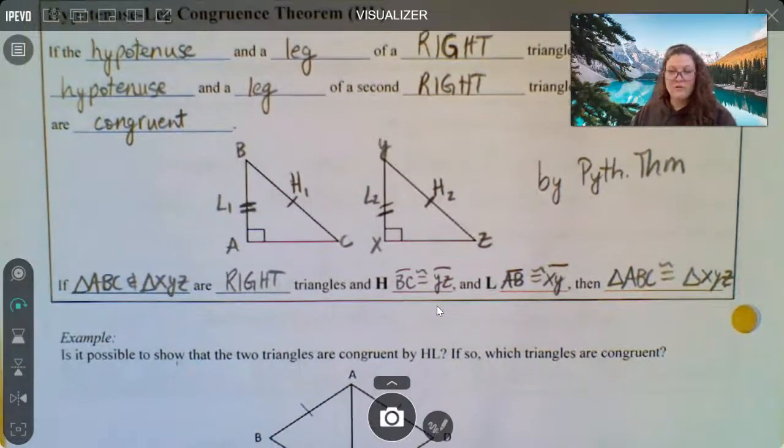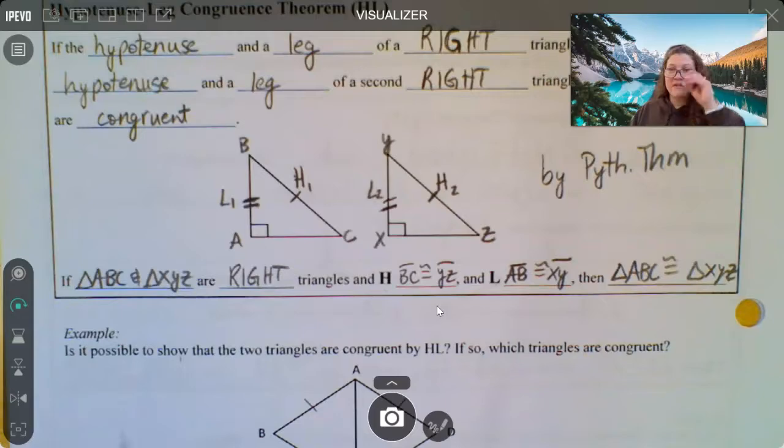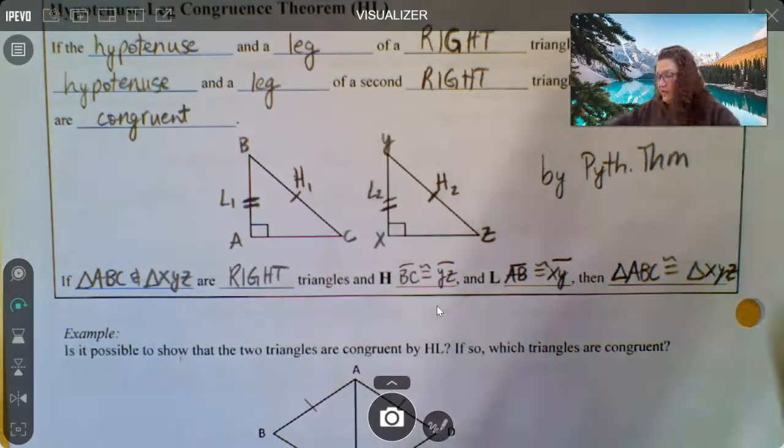Okay, so as before, I'd like you to try the two examples below. Pause your video while you do that, and then restart your video to check your answers.